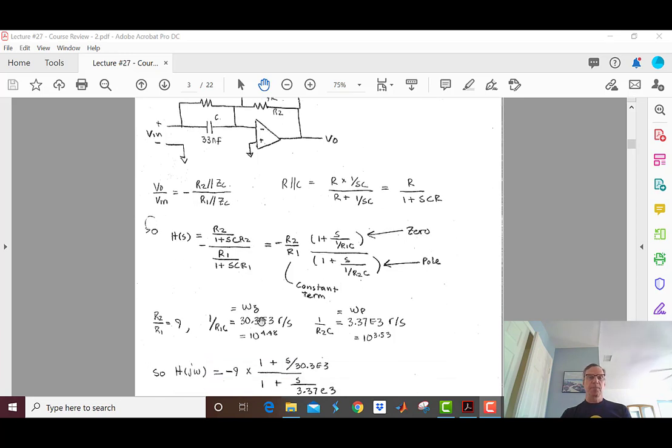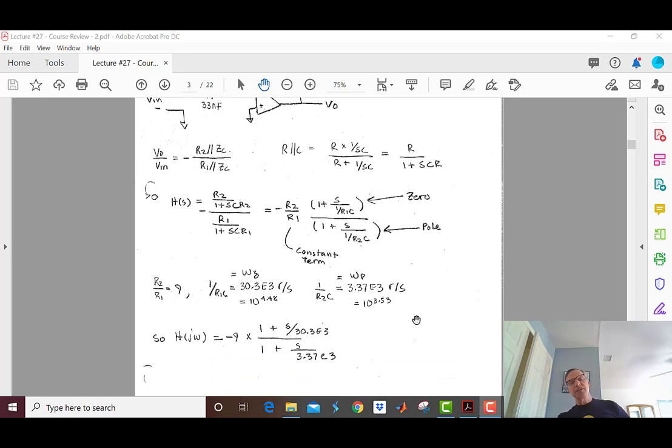So let's do that. Minus R2 over R1, and since we're going to be plotting the magnitude, we'll just blow off this negative sign. And R2 over R1 is equal to 9. Our zero frequency, omega 0, is 1 over R1C, which is 30.3 times 10 to the third radians per second. And our pole frequency is 1 over R2C.